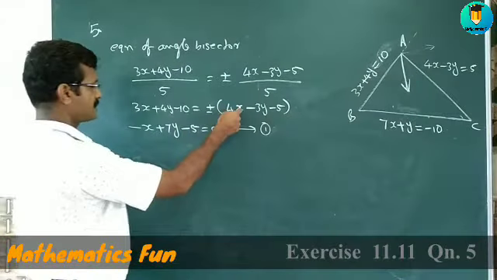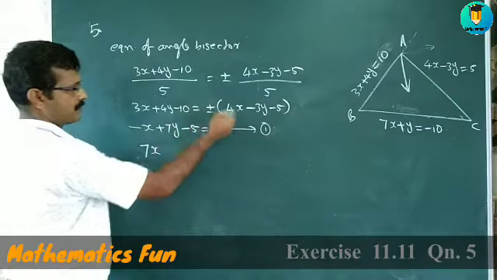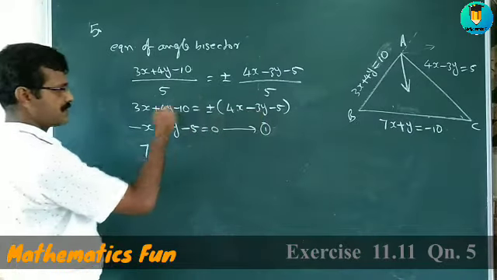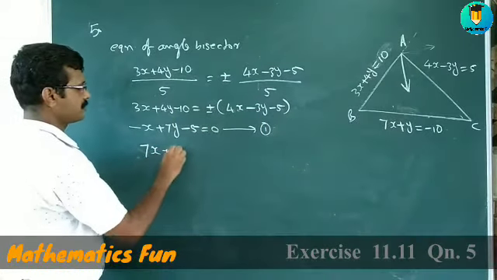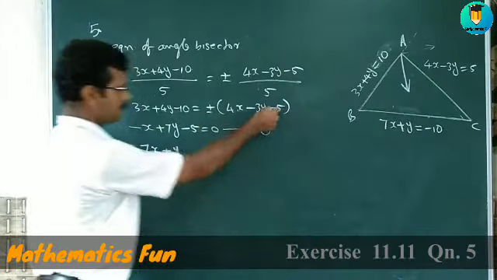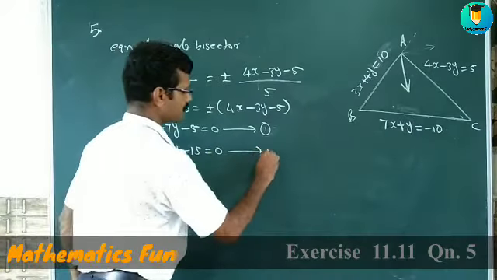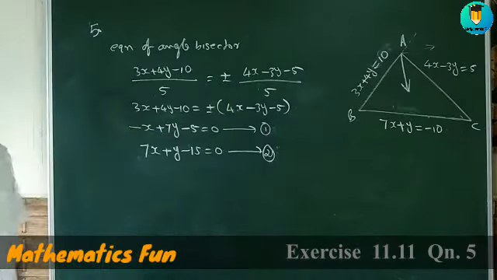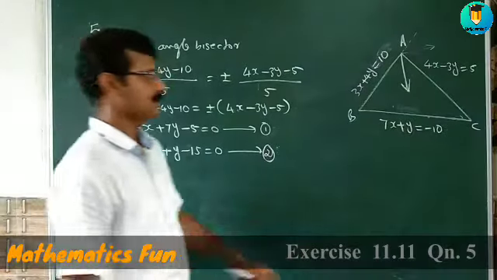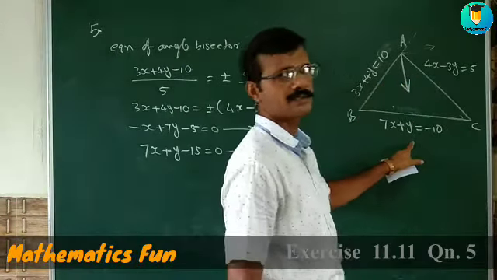Another one, taking the minus case. So minus 4x to this side is plus 7x. Plus 3y, to this side minus 3y, so ultimately it will be plus y. Plus 5 to this side, minus 15 is equal to 0. I got two bisectors. Now I have to identify which one is the bisector that passes through this.